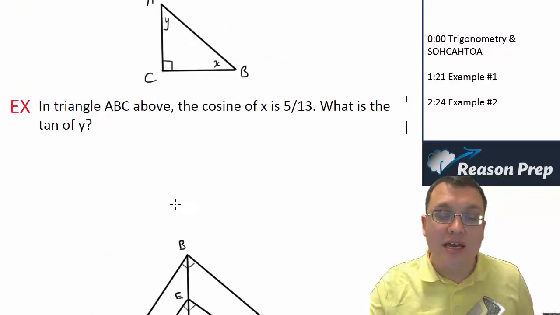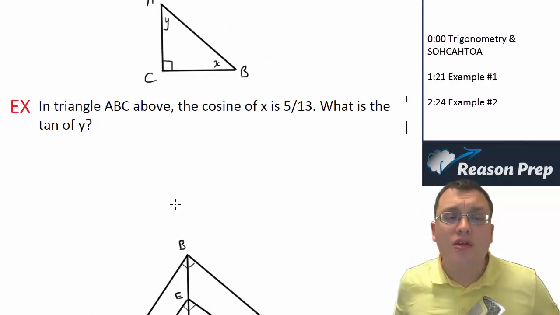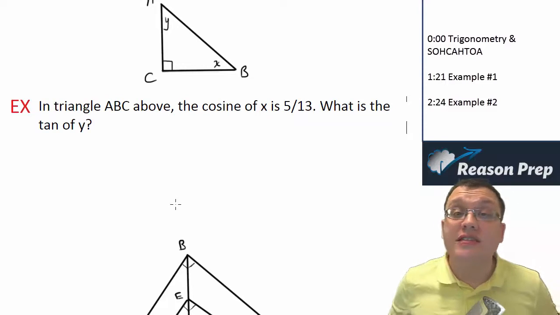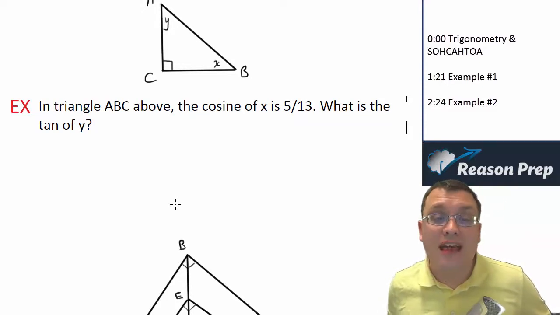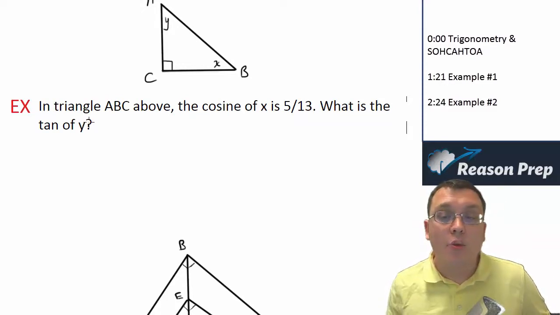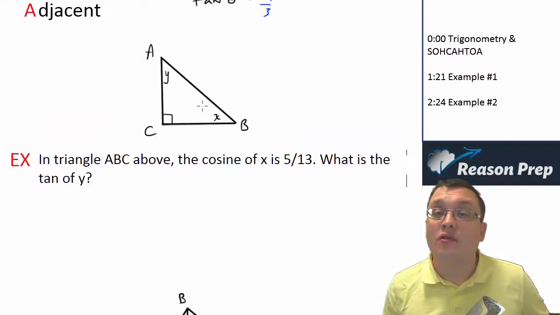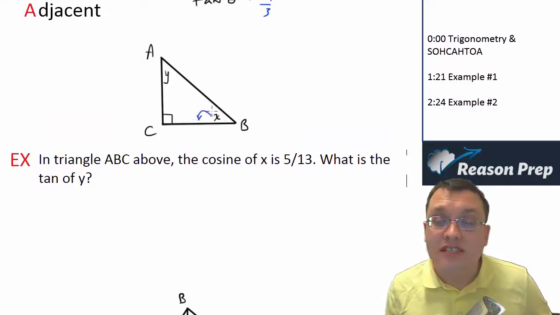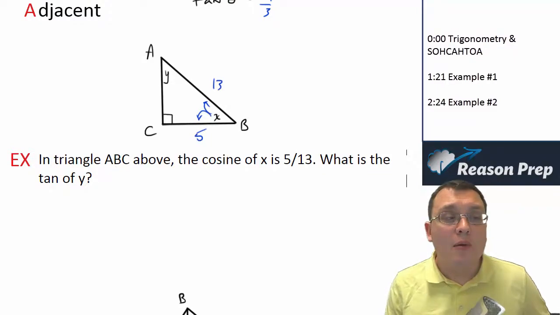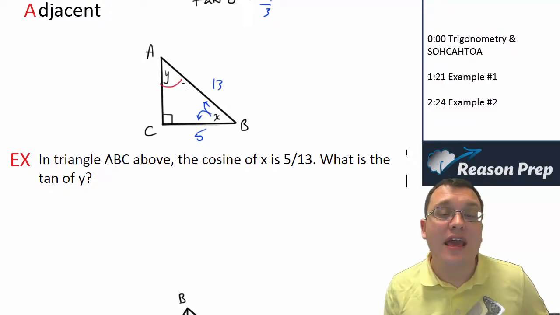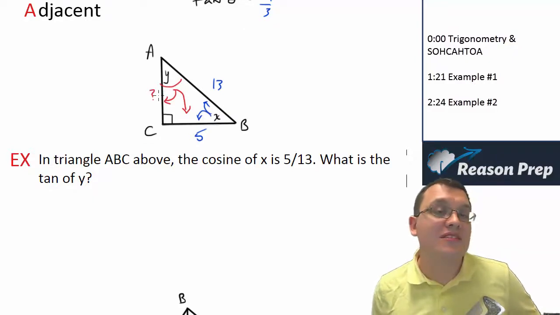And let's look at an example. In triangle ABC above, the cosine of x is 5/13. What is the tangent of y? So we know the cosine of x is 5 over 13. So that means the adjacent over the hypotenuse must be 5/13. Now we want the tan of y. To get the tan of y, we're going to need the opposite over the adjacent, but we don't know quite yet what this value is.